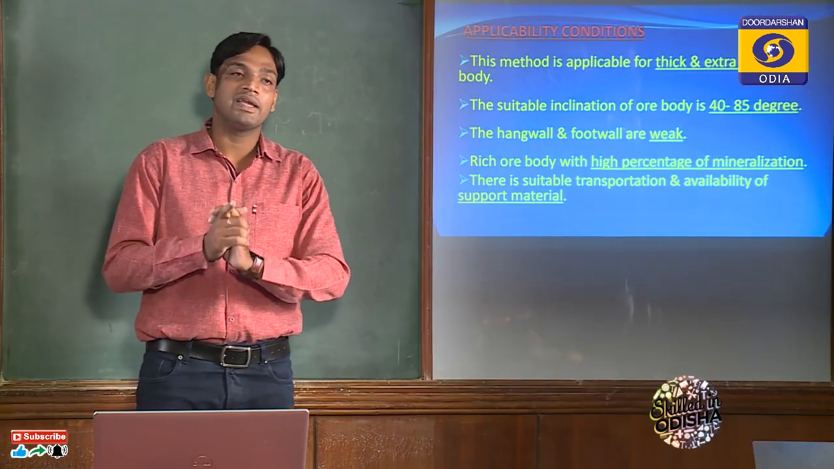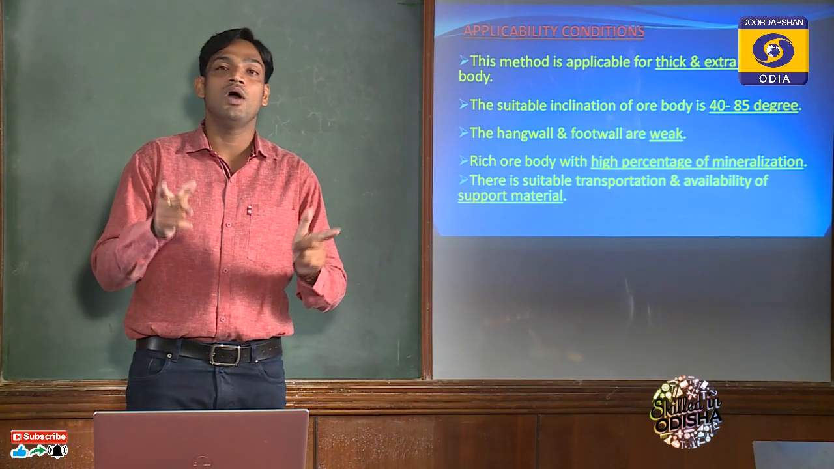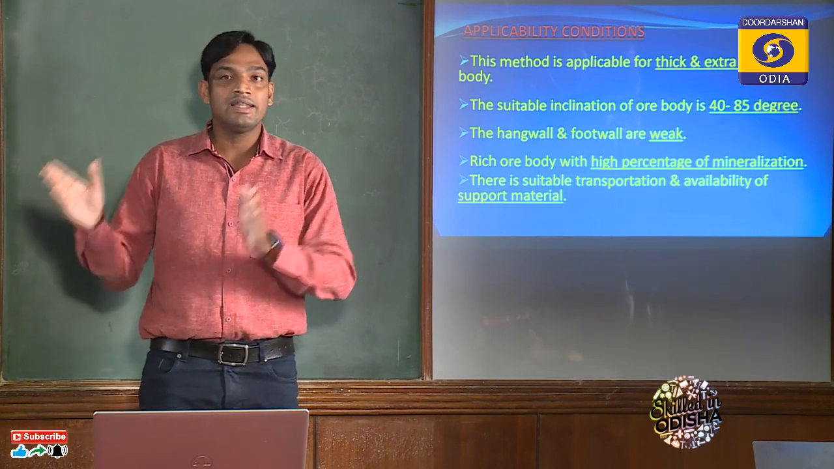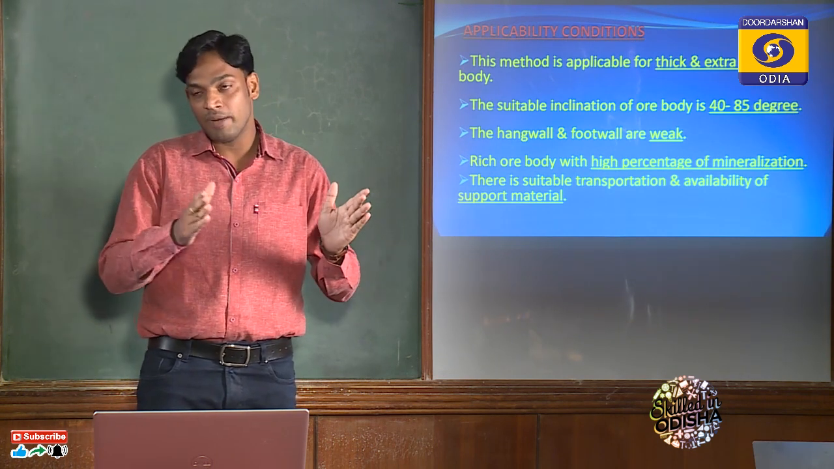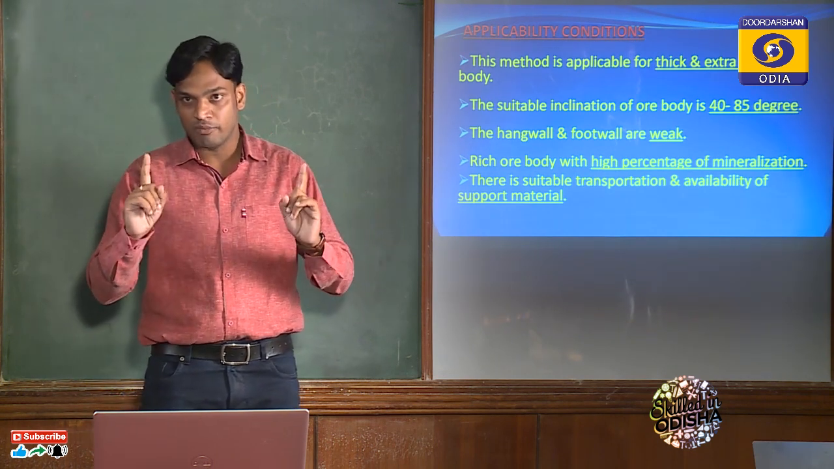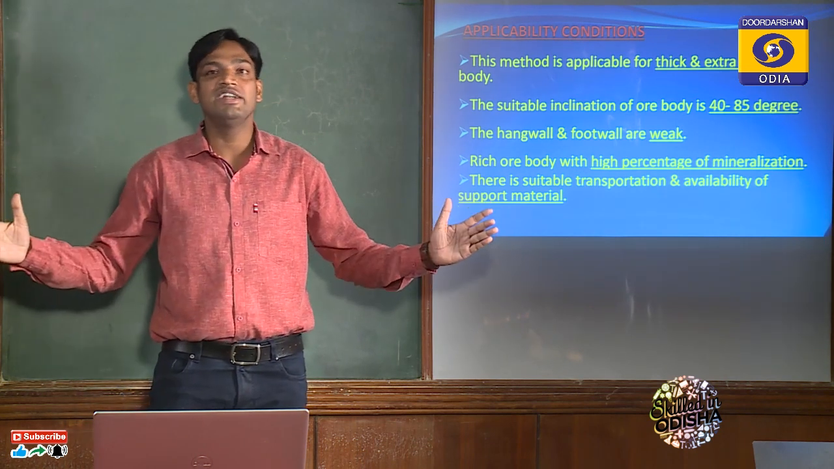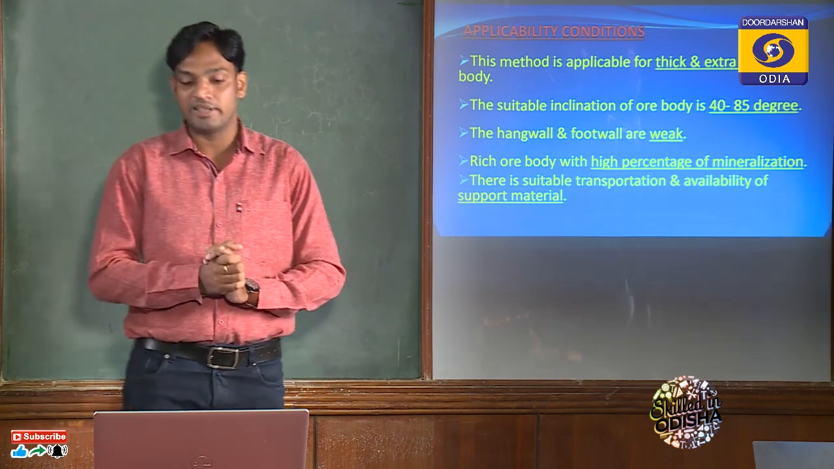So let us start with the applicability conditions for this method, that is square set stopping method. This method is applicable to only thick and extra thick ore bodies. Why thick and extra thick ore bodies? Because we have to set the square set in the vacant stope. So if we have to install these square sets in the vacant space, we need space. That's why it is only applicable to thick and extra thick ore bodies.